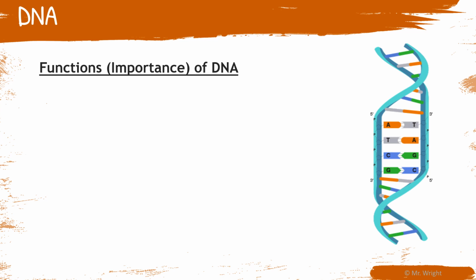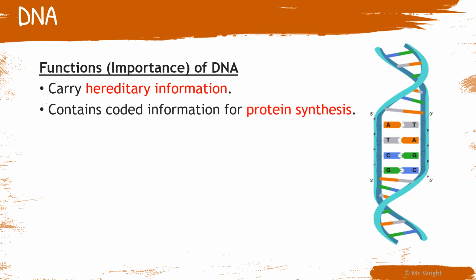And finally, we're going to look at the functions or the importance of DNA. DNA carries the hereditary information within the cell, meaning the information that gets passed from one generation to the next. We're going to learn more about the hereditary information in a future topic when we look at genetics. DNA also contains the coded information for protein synthesis. And later on in this topic, we're going to look at the process of protein synthesis, and you will understand this point a bit better. But it's important to understand that the information for protein synthesis is coded within the DNA found in the nucleus.